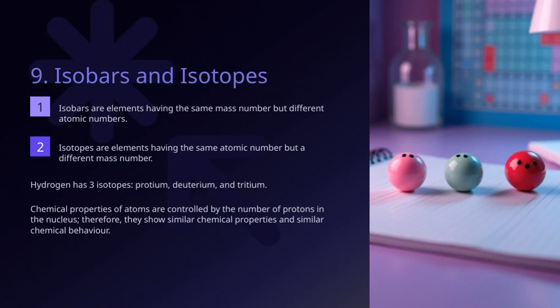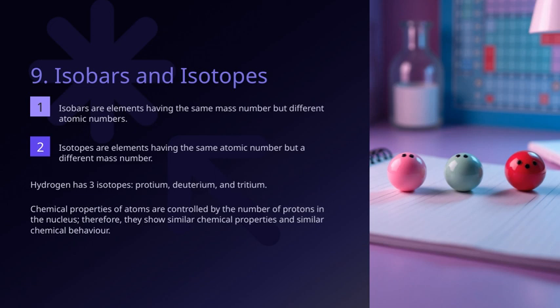Now, let's talk about the chemical properties of atoms. These properties are mainly controlled by the number of protons in the nucleus. Because of this, atoms of the same element tend to have similar chemical properties and behave in similar ways during chemical reactions. Next, let's look at hydrogen, which has 3 isotopes: protium, deuterium, and tritium. Isotopes are atoms of the same element. They have the same atomic number, but they differ in their mass number. That means they have different numbers of neutrons.